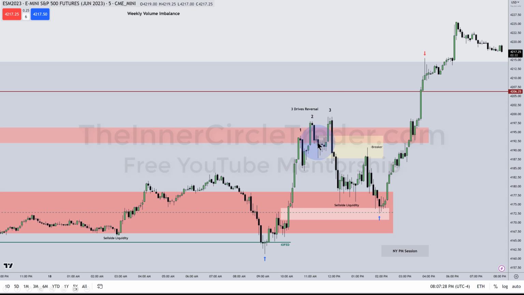We have a breaker here. So we have high, low, higher high, extend that through. That's this little retracement here. It broke down just to clear out the sell side here. Then we entered into the New York PM session, which is 2 o'clock to 4. And then we had some fair value gaps and such.